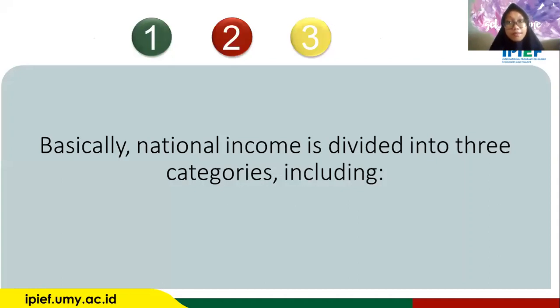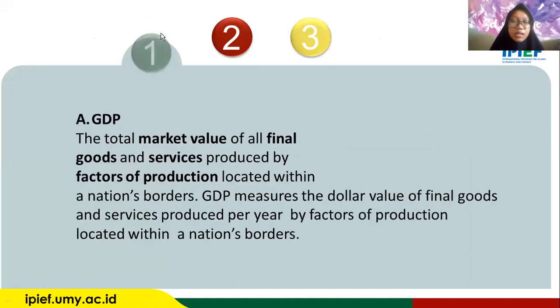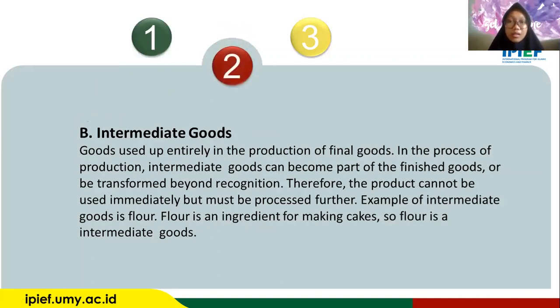Basically, national income is divided into three categories, including the first, GDP. GDP is the total market value of all final goods and services produced by factors of production located within a nation's borders. GDP measures the dollar value of final goods and services produced per year by factors of production located within a nation's borders.